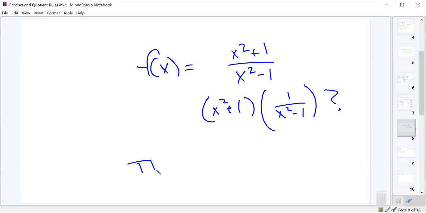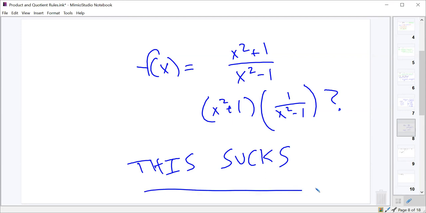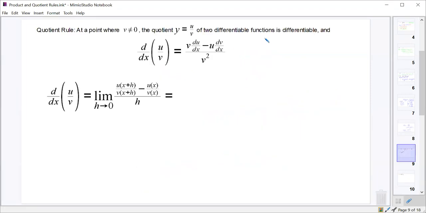I think once again, this sucks, doesn't it? It's kind of an unpleasant one. Wouldn't it be great if we had a rule for taking the derivative of the quotient of two functions? That'd be awfully convenient. It would be really convenient. And in fact, I think we could derive one right now.